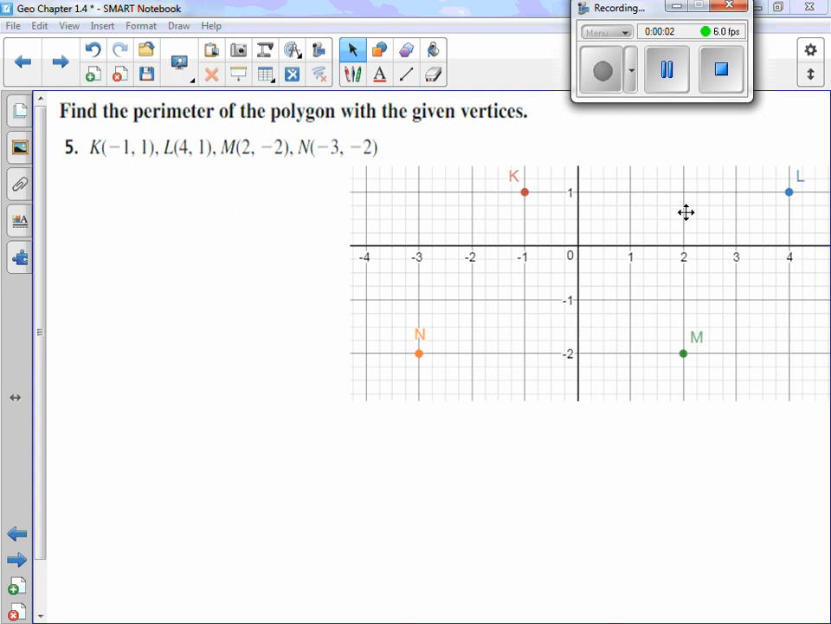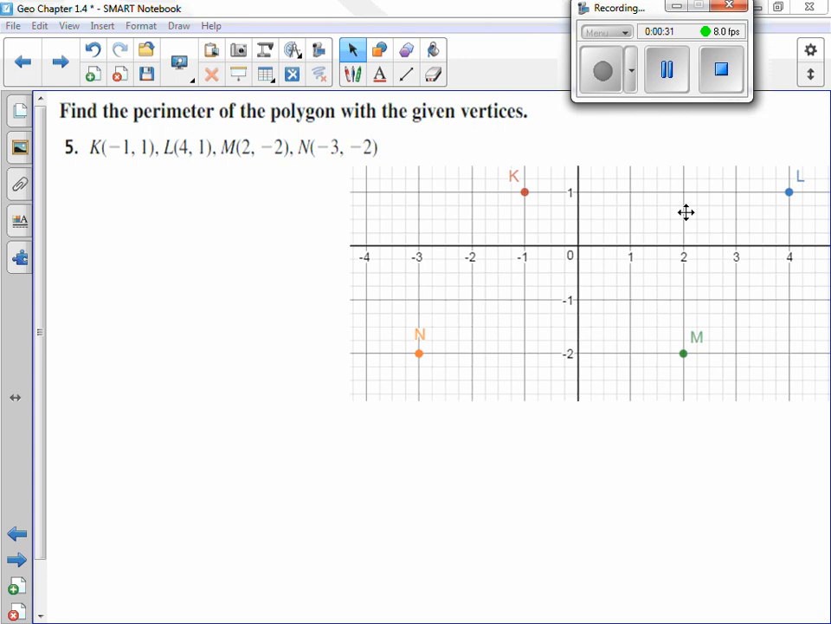So we had our perimeter, and perimeter is really all the side lengths added together. That's all perimeter is. We're just adding all the side lengths together, okay?